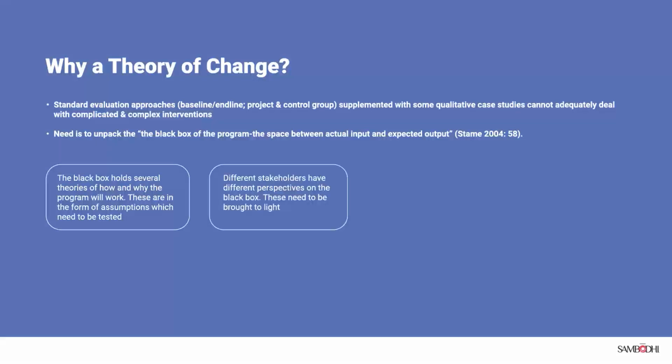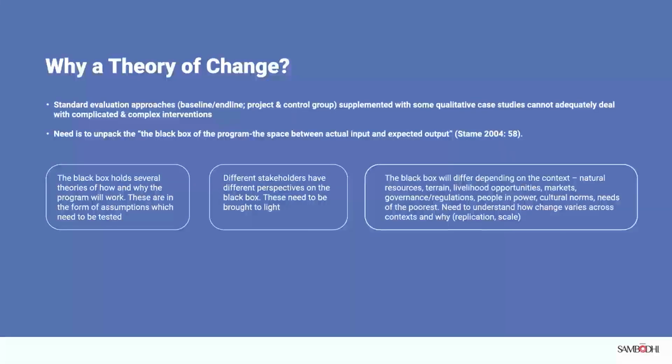However, stakeholders may have different perspectives on the black box, which need to be brought to light. Additionally, the black box may differ depending on the context, including natural resources, terrain, livelihood opportunities, markets, governance, regulations, people in power, cultural norms, and the needs of the poorest.